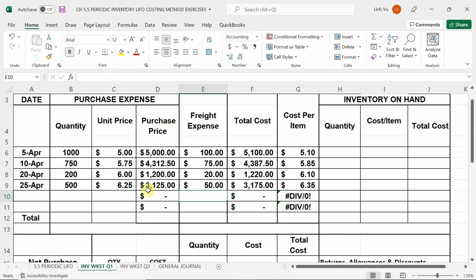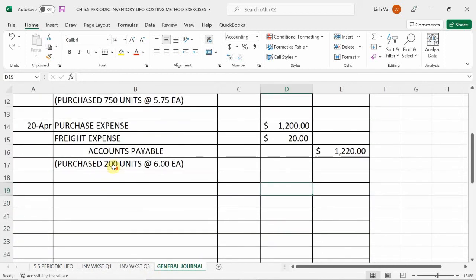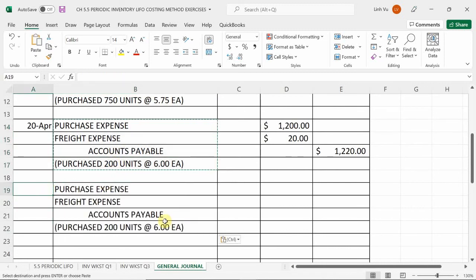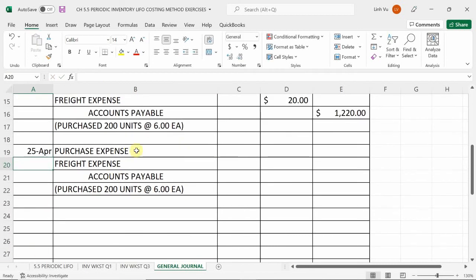My purchase price should be $3,125, and because I added my freight here, my total that I'm going to owe is $3,175. So in this case, this is where I can save myself the time. Instead of having to calculate it twice, I've already done the calculation, okay? So that could also speed up your process of plugging the numbers into your journal, okay?